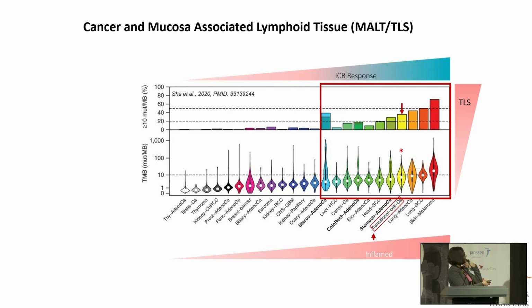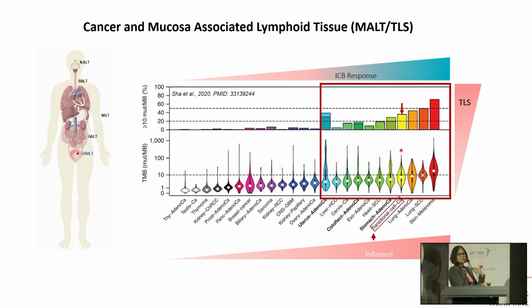So what I feel, from a B cell perspective, is that a fact that has kind of been ignored when we are talking about B cells and tertiary lymphoid structures is that these structures are present across all the mucosal surfaces and all the surfaces that are exposed to the environment.